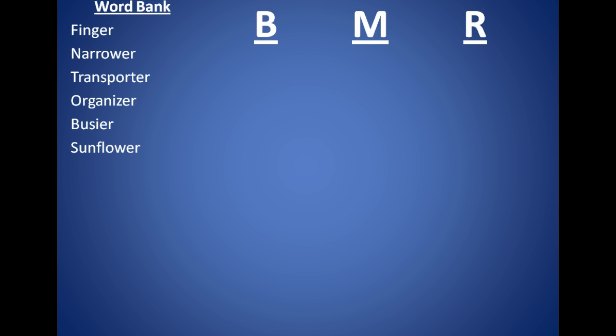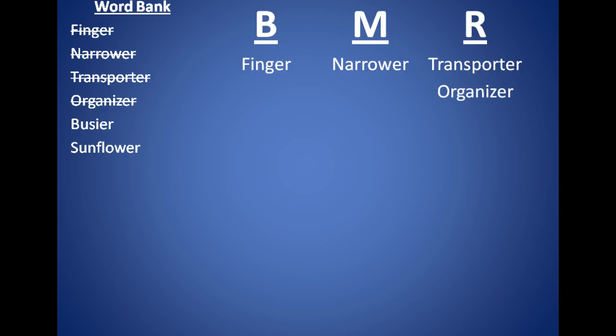We're going to sort these words. Finger should have been put into a base word. Narrower meant more. Transporter was one who transports, or one that transports. It could be either depending on the context. An organizer is one who organizes or one that organizes. Again, it could be a person organizing an event or something used to organize an event. Busier, of course, means more, and sunflower is another base word.